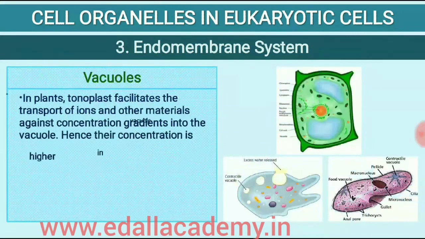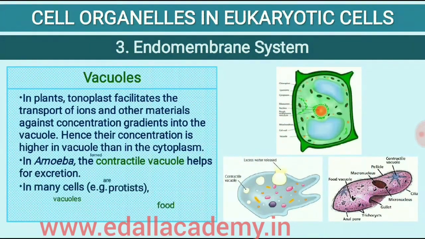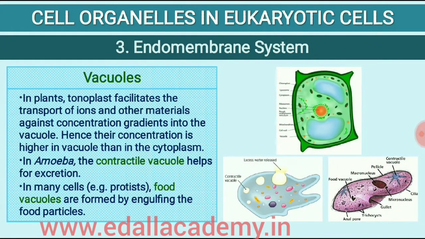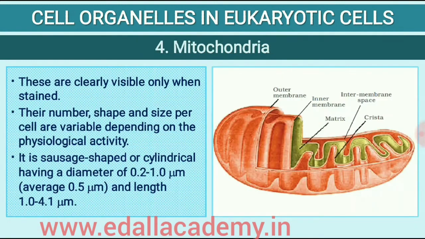In plants, the tonoplast facilitates the transport of a number of ions and other materials against concentration gradients into the vacuole, hence their concentration is significantly higher in the vacuole than in the cytoplasm. In amoeba the contractile vacuole is important for excretion. In many cells, as in protists, food vacuoles are formed by engulfing the food particles.